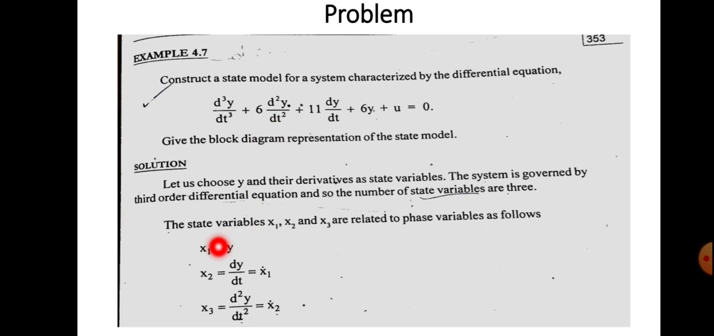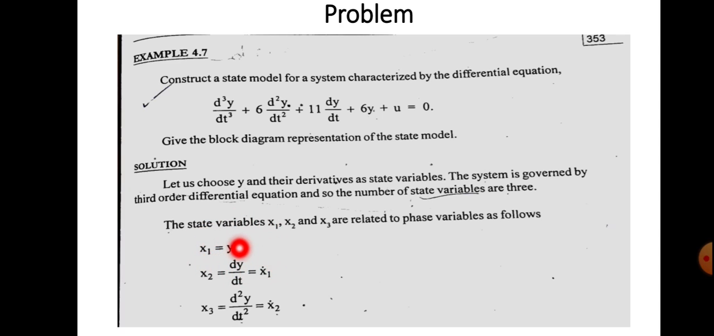So what will be x1? x1 will be equal to y. That means the state variables will be represented by the output. Okay, so here the output is y. So x1 will be equal to y, x2 will be equal to dy by dt, and x3 will be equal to d square y by dt square. Also you can write x2 will be equal to dy by dt, that is x1 dot. Similarly x3 is d square y by dt square, so that will be equal to x2 dot. So in terms of state variables, x1 equal to y, x2 equal to x1 dot, and x3 equal to x2 dot. Those equations you can write.